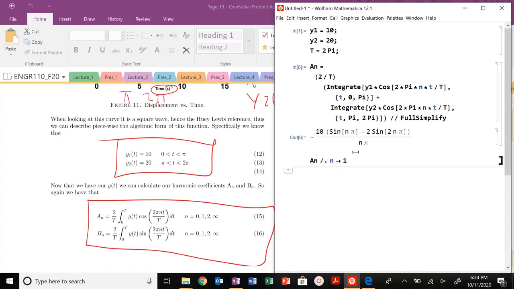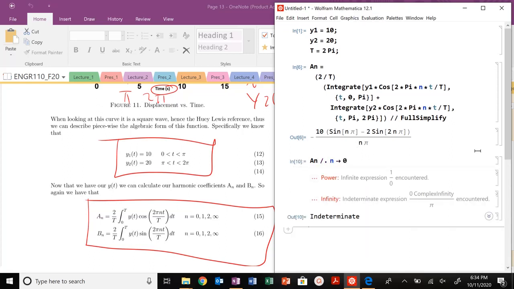What happens when n is 1? What happens when n is 15? 16? It's always going to be 0. So a sub n is always 0 here. Now, you notice that I didn't plug in. What happens when I plug in for n equals 0? So this is an issue.